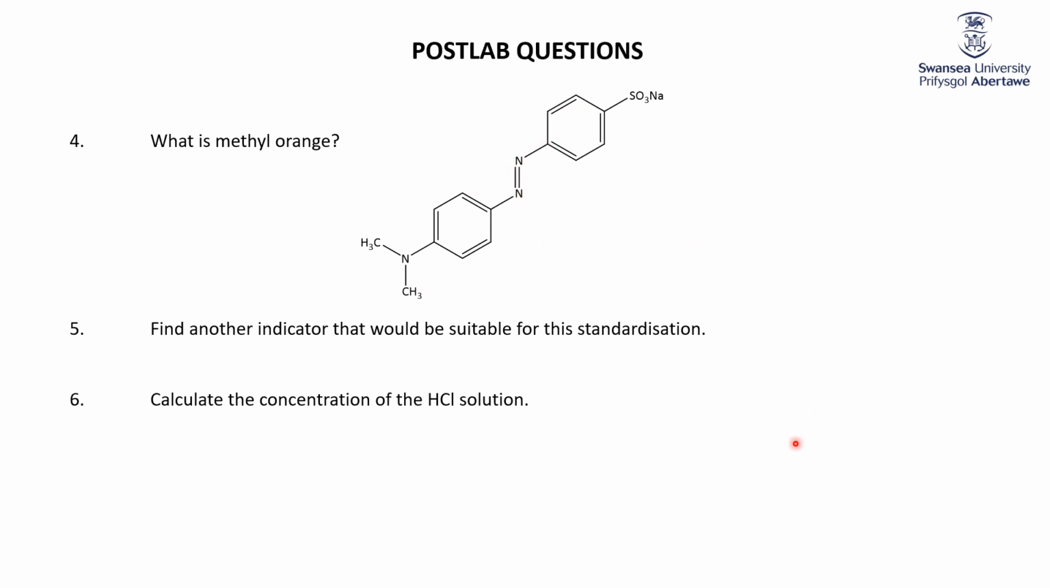Another indicator would be suitable for the standardization where we want it to change color in the same range at about 3 to 6 pH. And if you look up, bromophenol blue is suitable for that, and Congo red is suitable for that. Different indicators change color at different pH ranges. Bromophenol blue and Congo red change at about the same pH range as methyl orange.